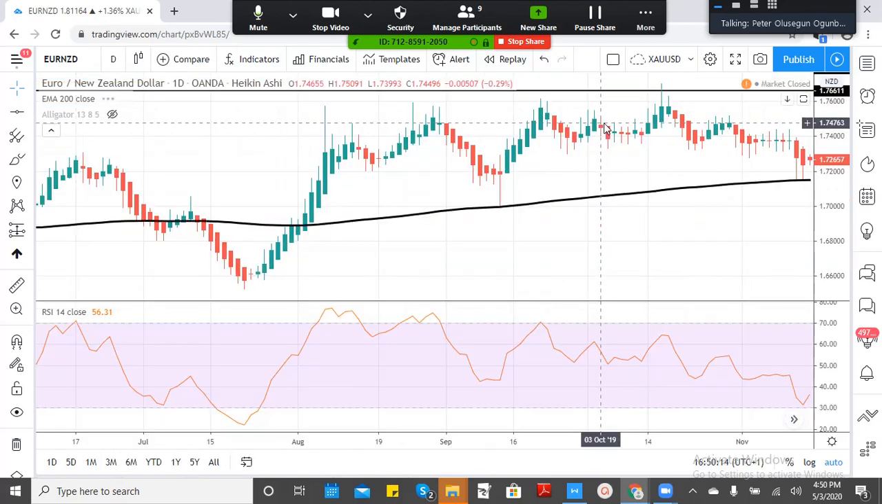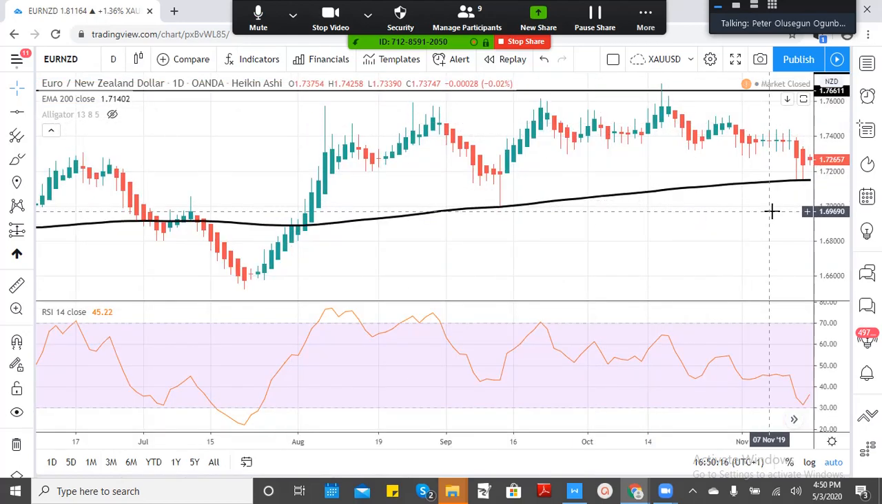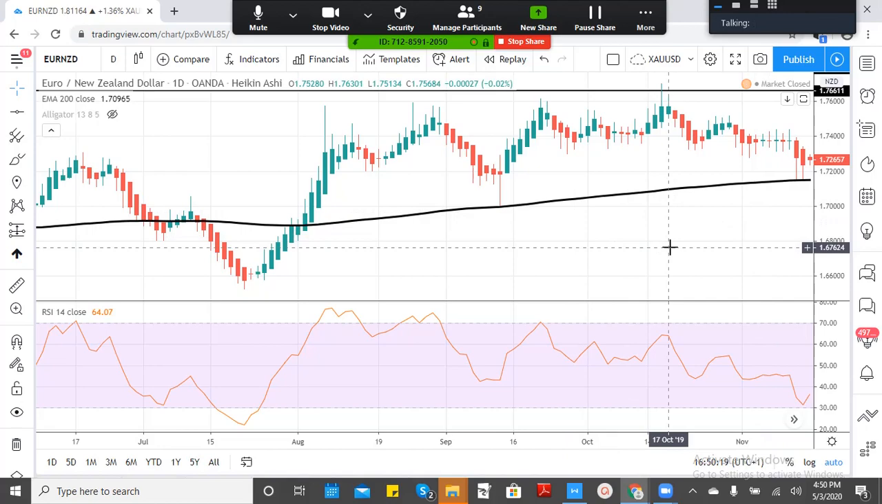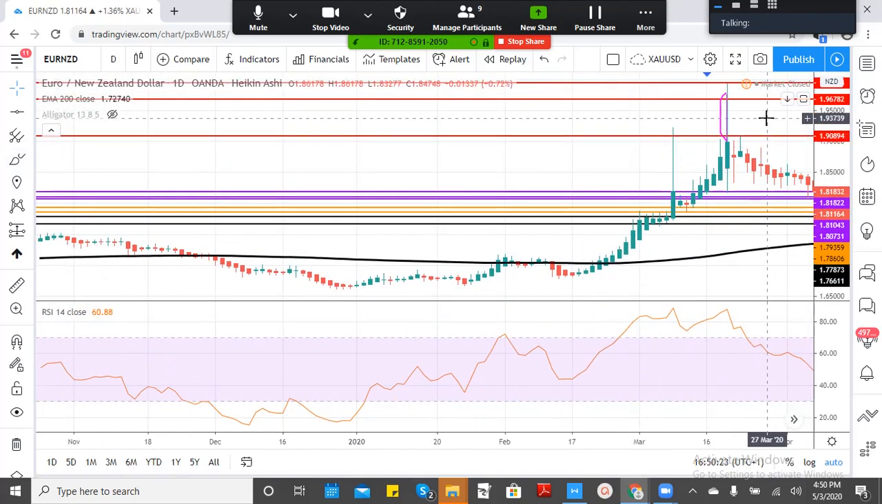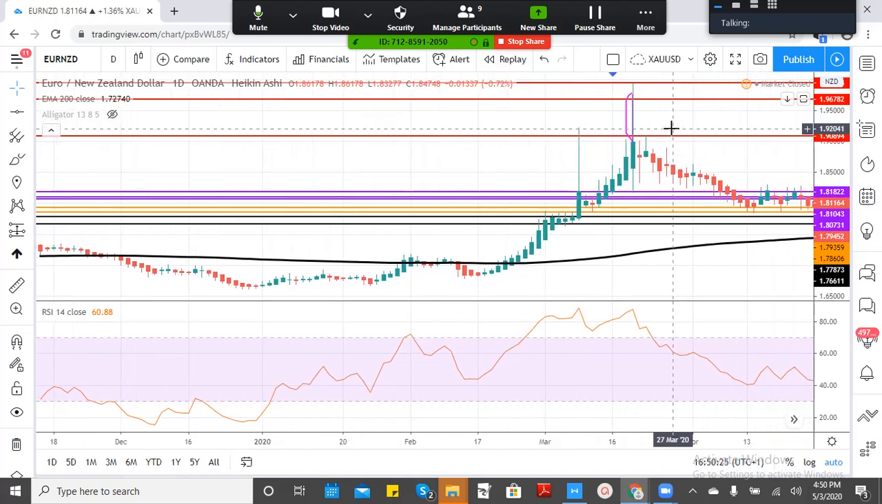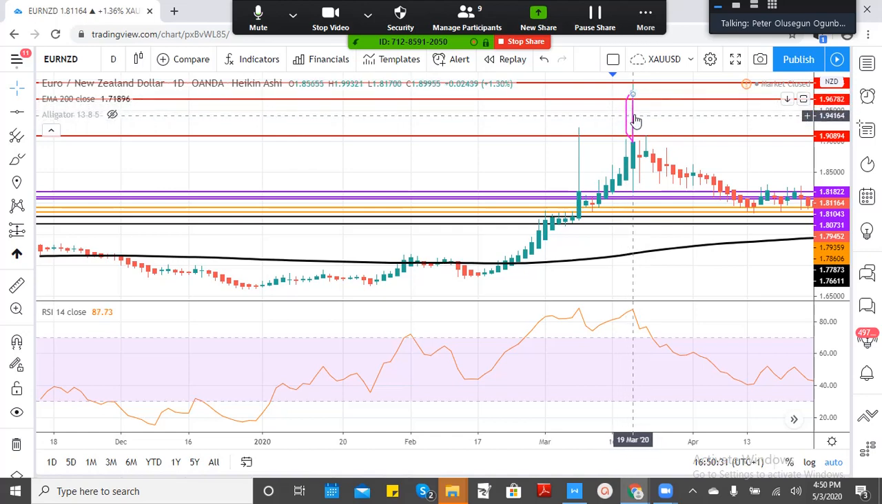Go back to the daily candle. Can you see on the daily candle? No information. This is the daily candle. No information. This is what I just put here. No information. So this daily candle wouldn't have been of help to anybody to enter any trade.